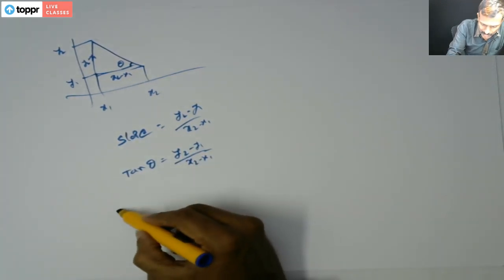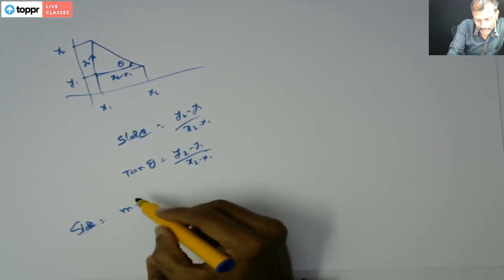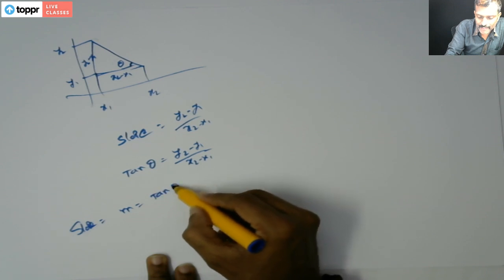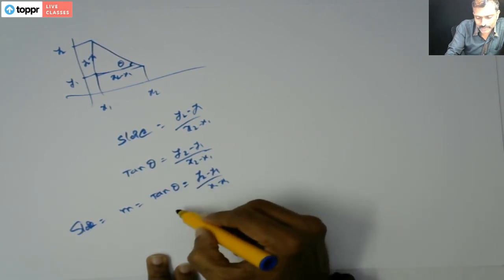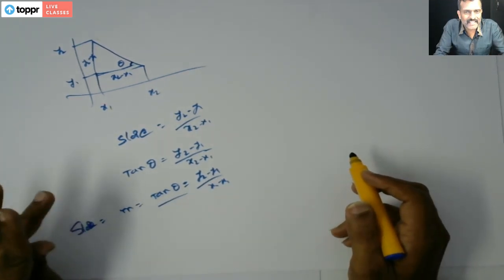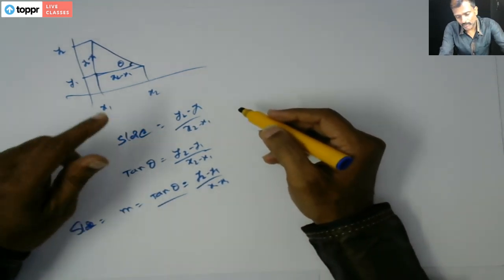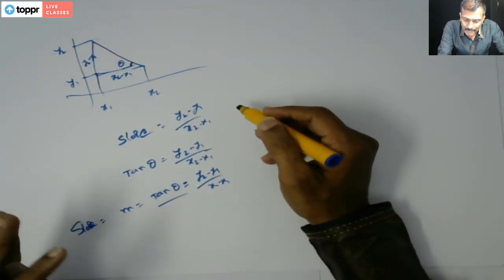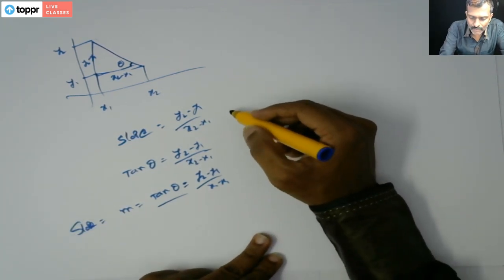So in other words, slope, which can be denoted with m, is equal to tan theta, and this is always equal to (y2 minus y1) by (x2 minus x1). So a slope can also be written as tan theta. You can write slope as tan theta, right? Tan theta is nothing but slope, where theta is the angle made in the positive direction with the x-axis, right?